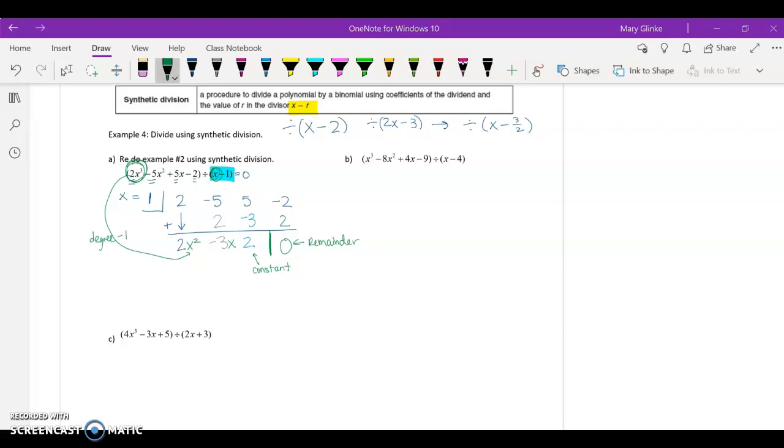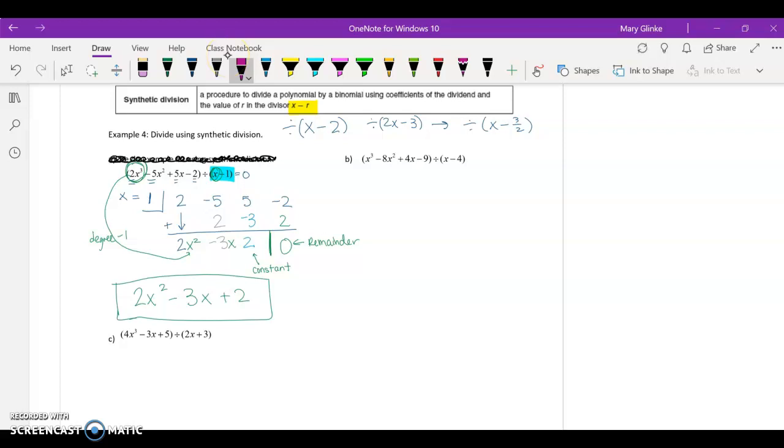Then we're just going to clean things up here and rewrite our answer. We would get 2x squared minus 3x plus 2. Because there is no remainder, we don't need to have 0 over anything. This would be our answer. So much shorter than long division.